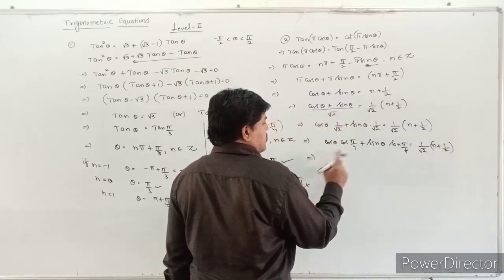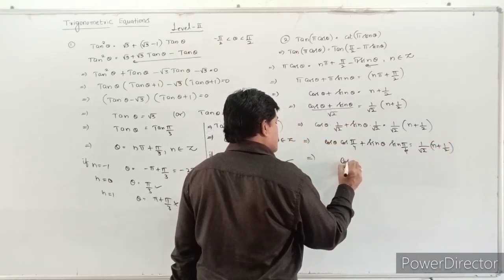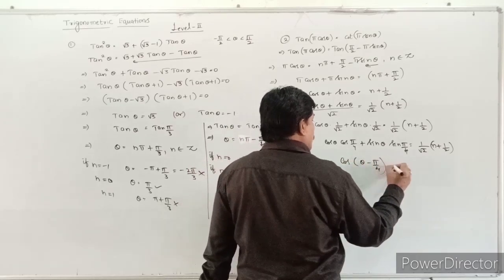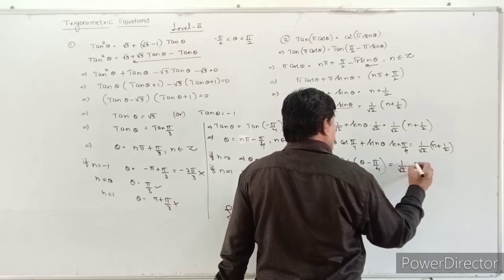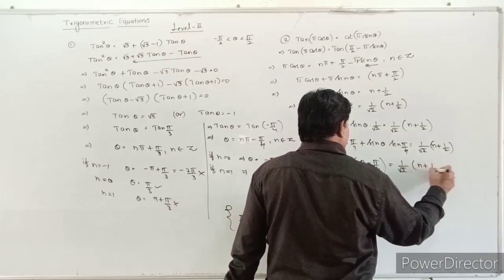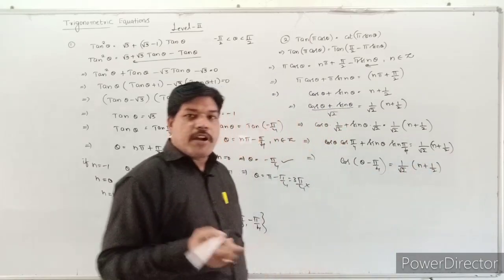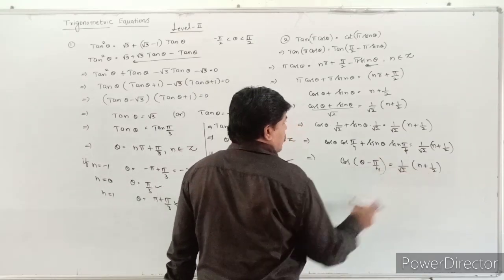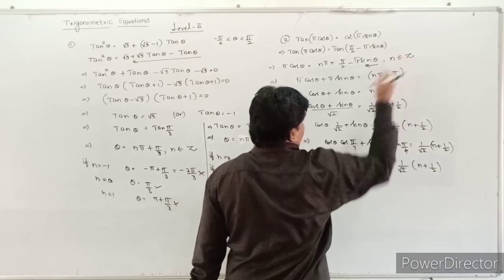So that implies cos a cos b plus sin a sin b is nothing but cos of a minus b. So it will become cos of theta minus pi by 4 is equal to 1 by root 2 into n plus 1 by 2. Here the cos theta value is 1 by root 2 into n plus 1 by 4. You have to give the n value here. What is that? n belongs to z.